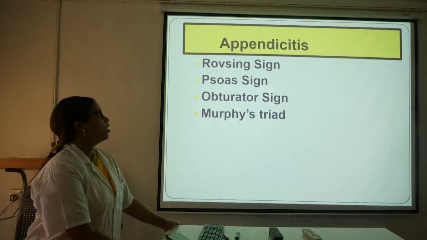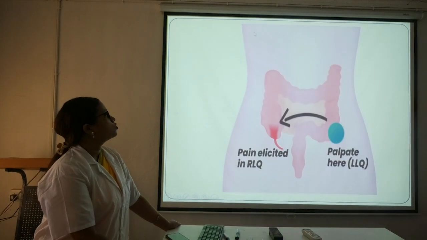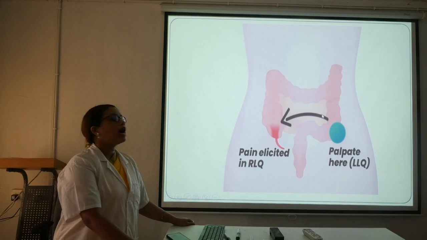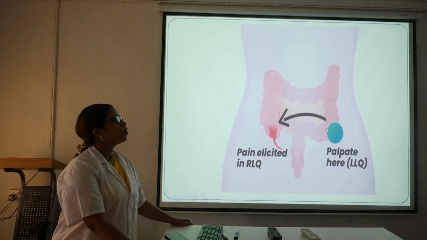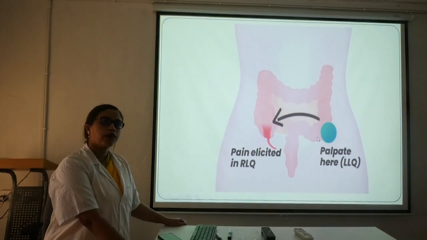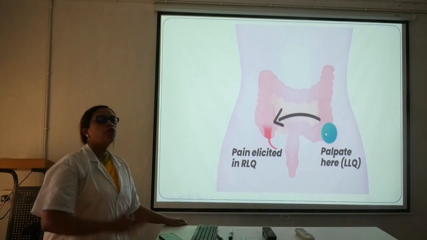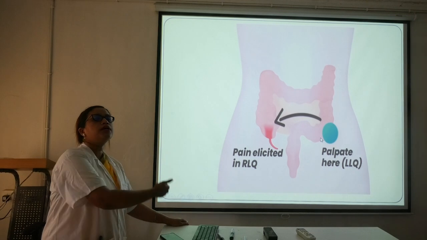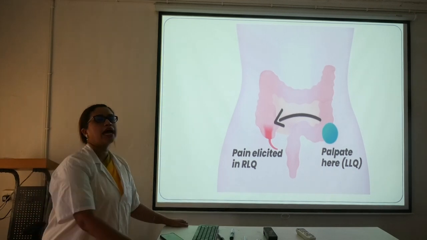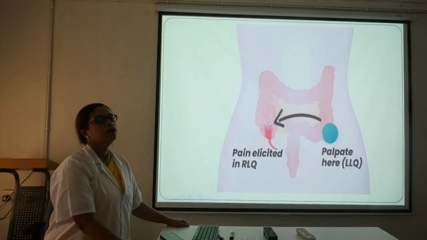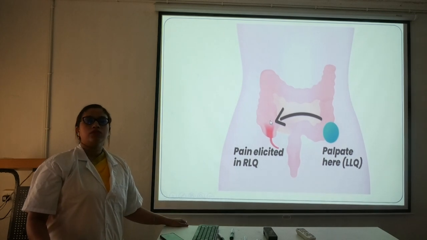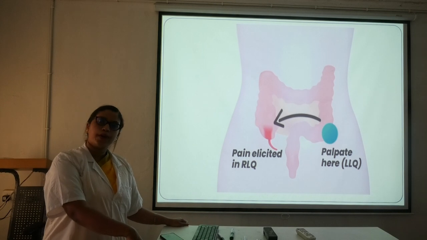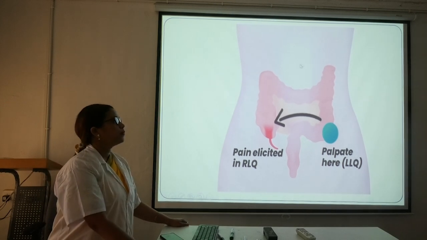Okay. So now we'll elaborate. So see what is happening in the Rovsing sign. You will palpate the patient on the left iliac fossa. Okay. So while palpating or pressing, this bowel loop will migrate to the right side. ठीक है? So that will elicit pain on this right iliac fossa. Okay. So this is known as Rovsing sign. This is the first sign.